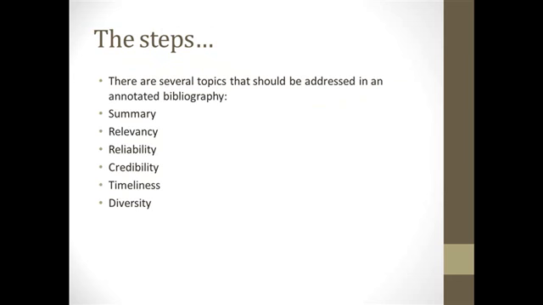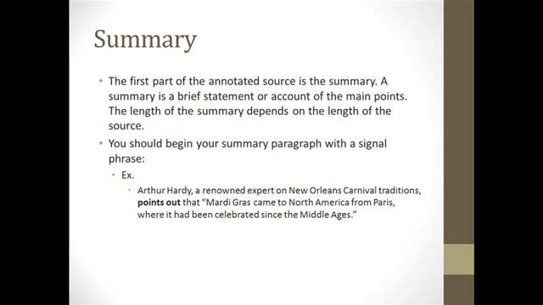These are the steps. When you're writing your annotated bibliography, these are the possible topics you can address. Each annotated bibliography entry should have a summary, but you can also address relevancy, reliability, credibility, timeliness, and diversity. The first one is summary. We should always include a summary, and at the beginning of your summary, you should have a signal phrase.